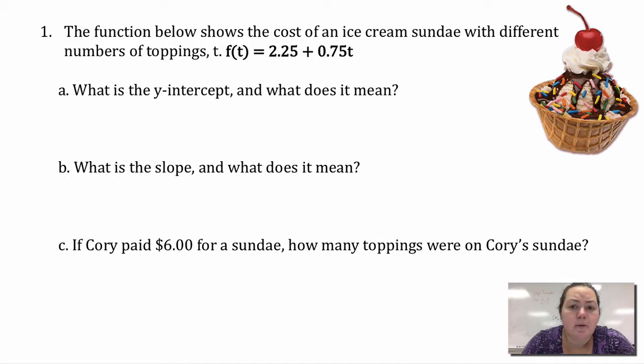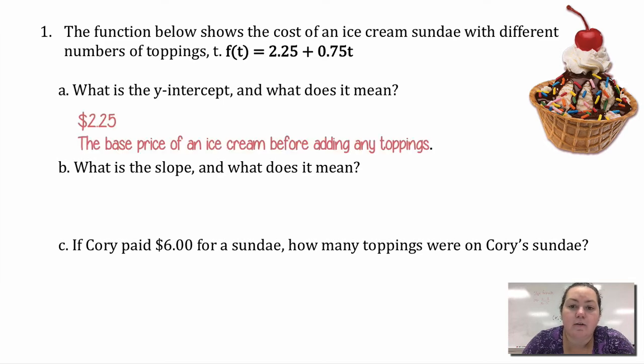So the y-intercept would be the piece that's not attached to a variable. So that would be the $2.25, okay? And it means that's the base price of an ice cream before adding any toppings. What is the slope and what does that mean? Well, the slope would be the one that's connected to the variable. So 75 cents, and that means that the cost of each topping is 75 cents.